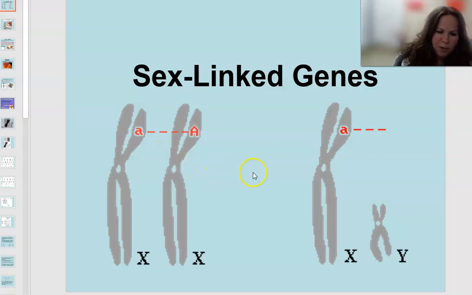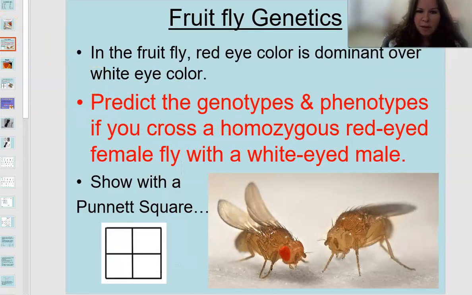Hey everyone, we're going to be looking at our next type of genetic problem. They're called sex-linked genes. So let's get into it. Let's start off with some fruit fly genetics.